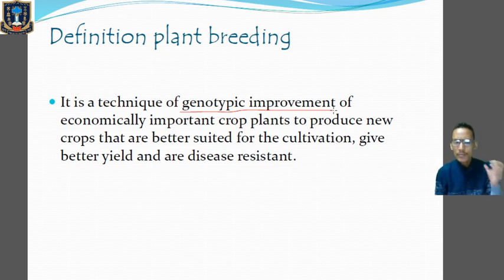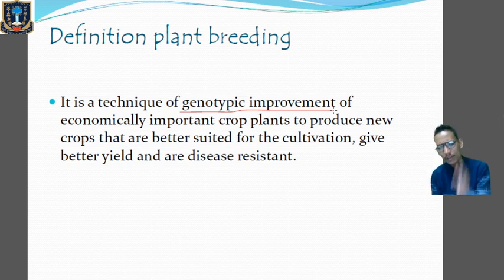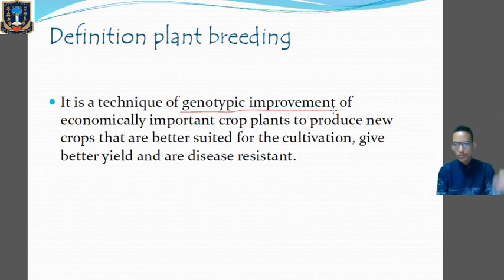So Mendel's tall pea plant must be able to produce the tall genotypic character from the first generation to the second generation and so on. Till the fourth, fifth, sixth generations, the tall character should be produced. That is called pure line. So classical plant breeding techniques involve the crossing of pure lines with desirable characters.